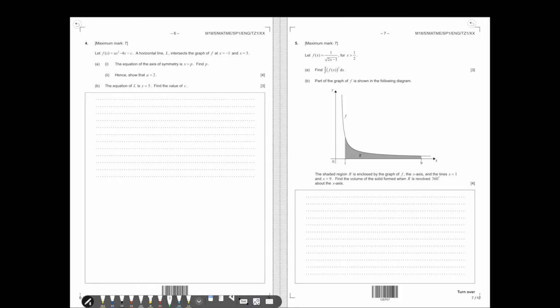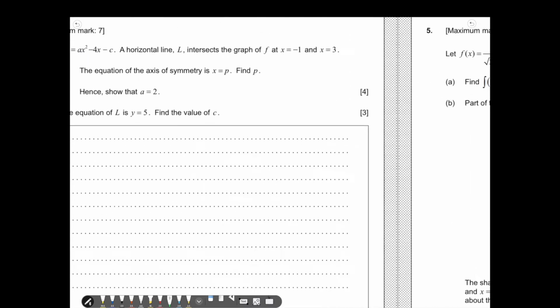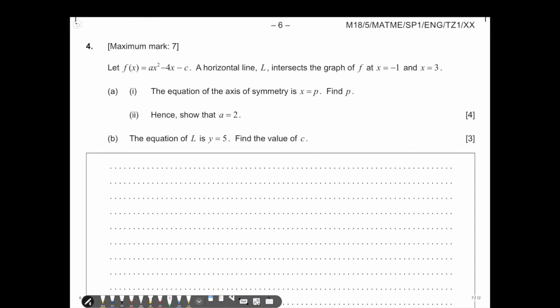And now we move on to question 4. This question is about a quadratic equation and the graph of the function. We have a function ax squared minus 4x minus c, and a horizontal line L intersects the graph at f(x) equal to -1 and x equal to 3. So we have a quadratic parabola, and there is a line intersecting at 2 points, that is -1 and 3.